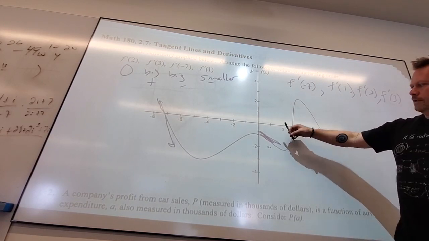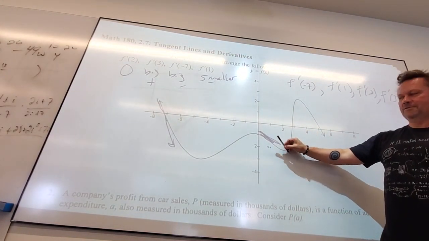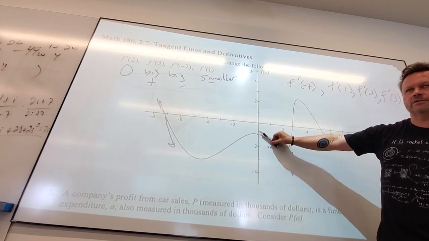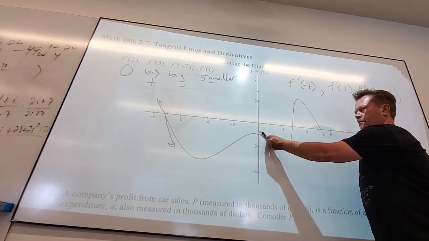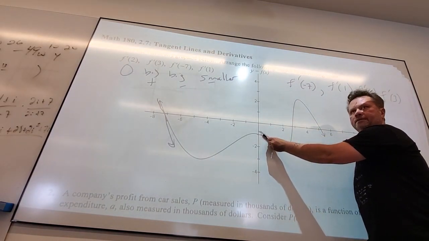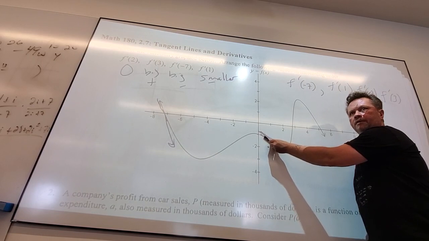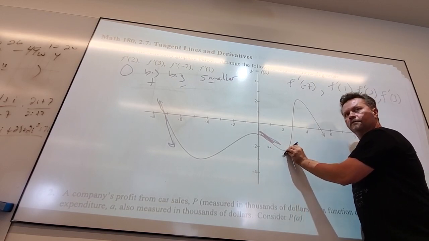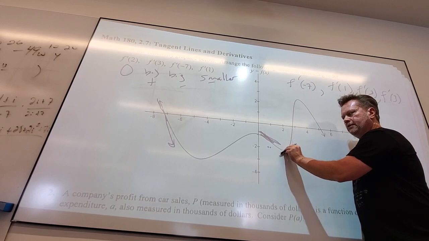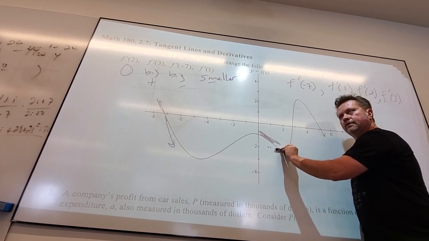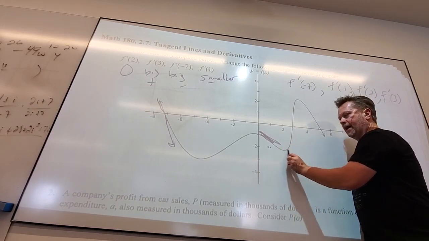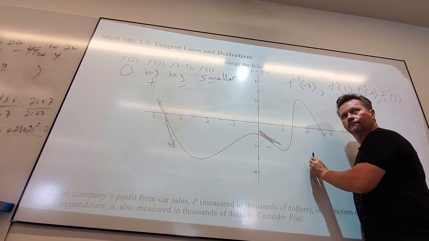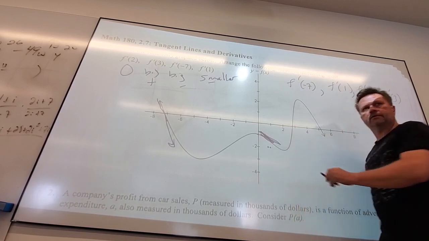Do you agree as I approach 2, my slope here is negative, correct? Is it still negative if I move forward? Is it changing though? How's it changing? It's getting less negative. What is it over here? Positive. So right in the middle, right there, it's got to be 0. Isn't it flat there? So at 2, it looks to be about 0.